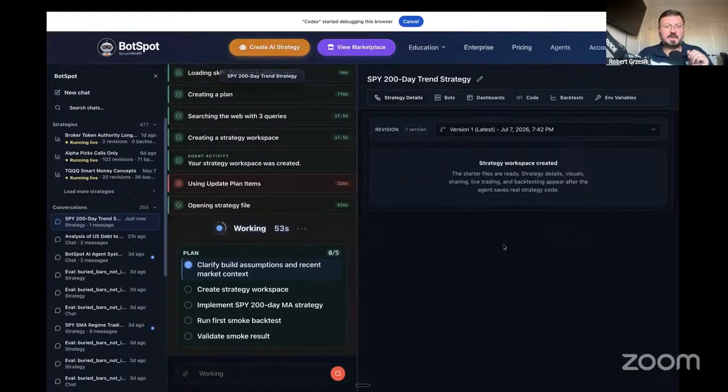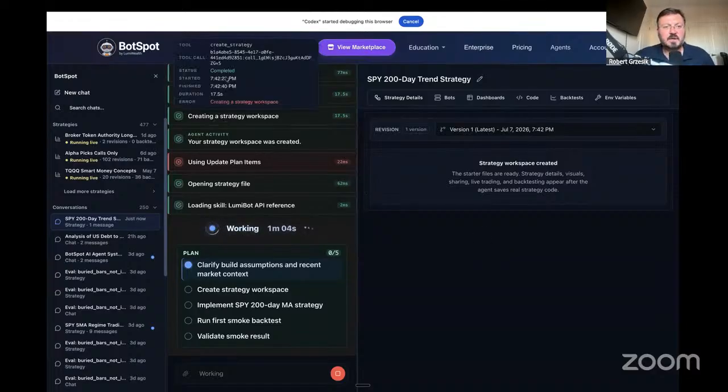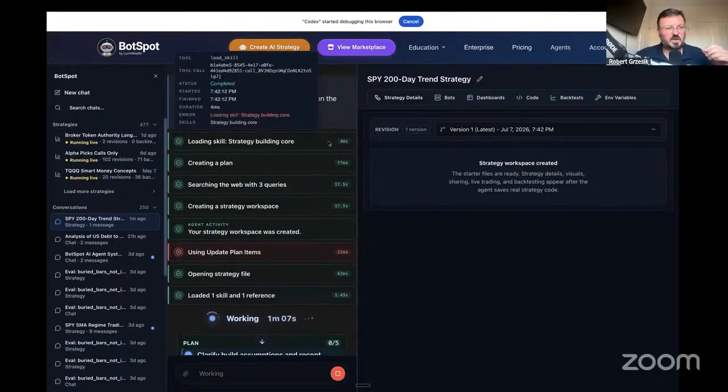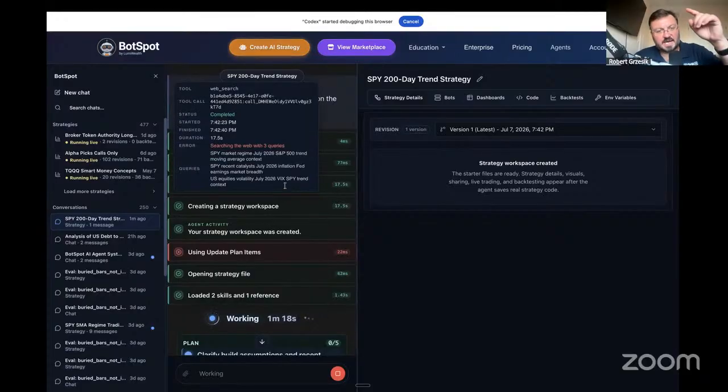So here we're telling it to make a 200-day moving average strategy, right? And it's able to go through all these things pretty quickly. It's opening the strategy file, loading the skills that it needs to load. We also cleaned this up so you can see that the skills look a little nicer now. Before I thought they looked a little weird. And when you scroll over them, it tells you a lot of details about exactly what's happening. So if it's saying searching the web for three items, it'll tell you exactly what it looked for. Here it's looking for SPY market regime July for S&P 500, and then SPY recent catalyst for July, inflation, Fed earnings, market breadth, searching the VIX and all that kind of stuff.